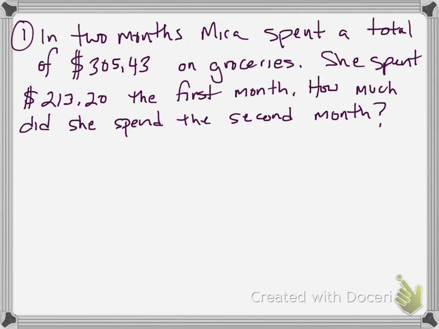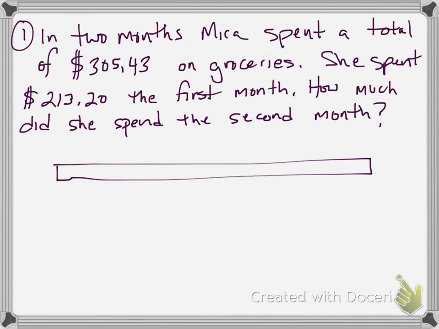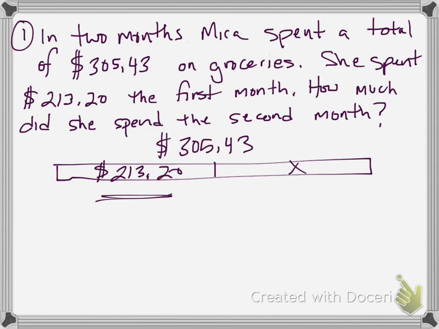The way I would see this problem is thinking, here's the whole thing, and she spent $305.43, and we know that that's over 2 months. So in month 1, there's $213.20. So we're trying to figure out month 2 right here. This we can figure out by subtracting this part right here from this whole. So let's set that up.